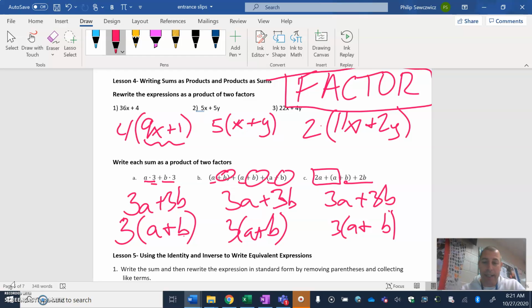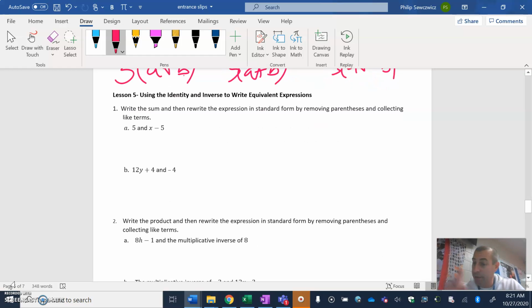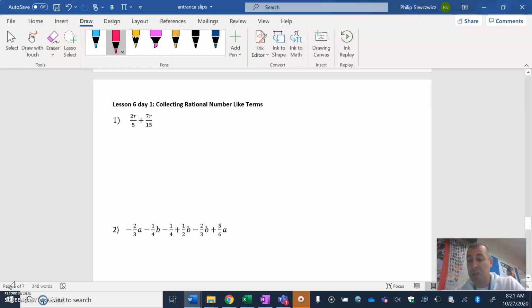Now, what we get into here is just some, well, not lesson five. We're not doing lesson five here. All right, lesson six. We're getting into some straight up kind of algebra one-ish stuff here. So what we're doing is we're combining two things together. We're combining our knowledge of adding and subtracting fractions with your like terms. So we're adding fractions, common denominator. Choice here. I see a 5, I see a 15. Yep, 15.